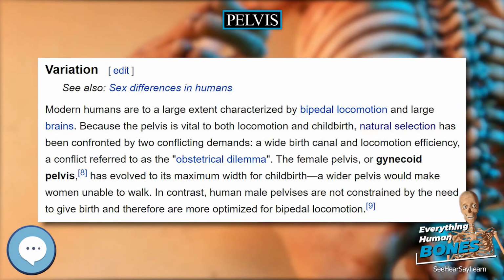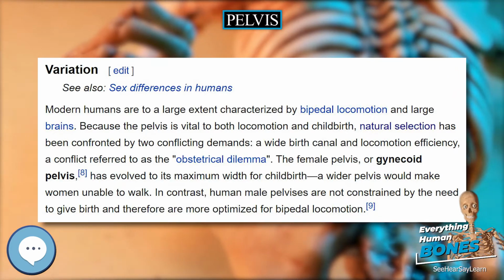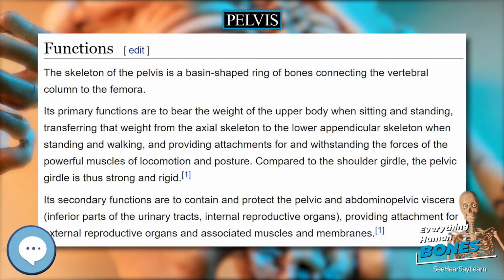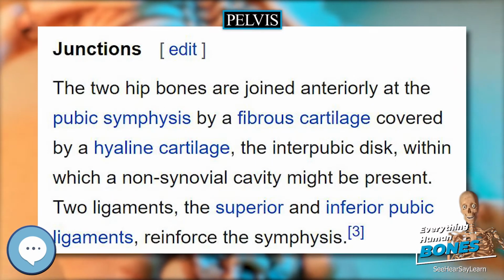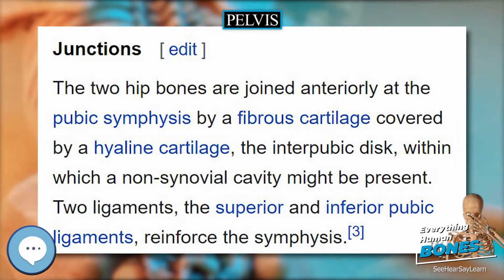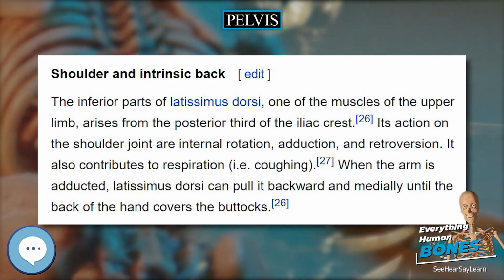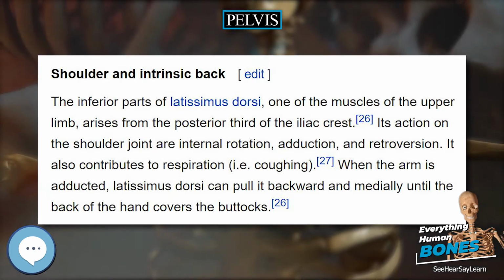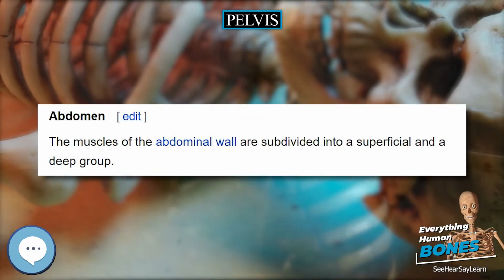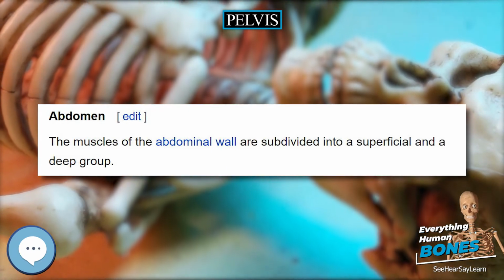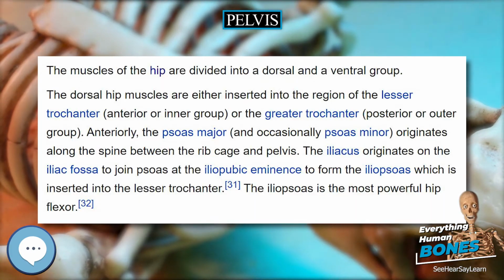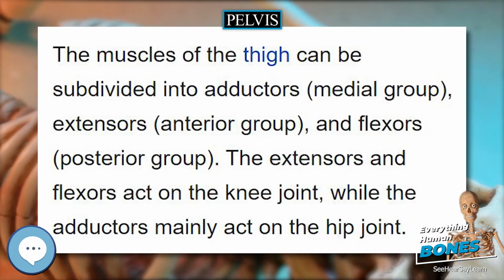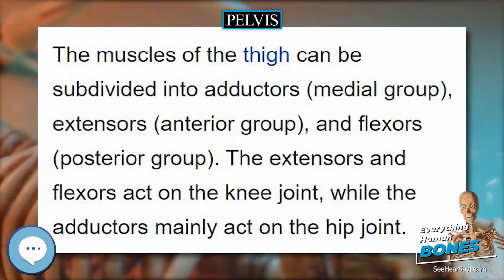Compared to the shoulder girdle, the pelvic girdle is thus strong and rigid. Its secondary functions are to contain and protect the pelvic and abdominopelvic viscera, inferior parts of the urinary tracts, internal reproductive organs, providing attachment for external reproductive organs and associated muscles and membranes. As a mechanical structure, the pelvic girdle consists of the two hip bones. The hip bones are connected to each other anteriorly at the pubic symphysis, and posteriorly to the sacrum at the sacroiliac joints to form the pelvic ring.